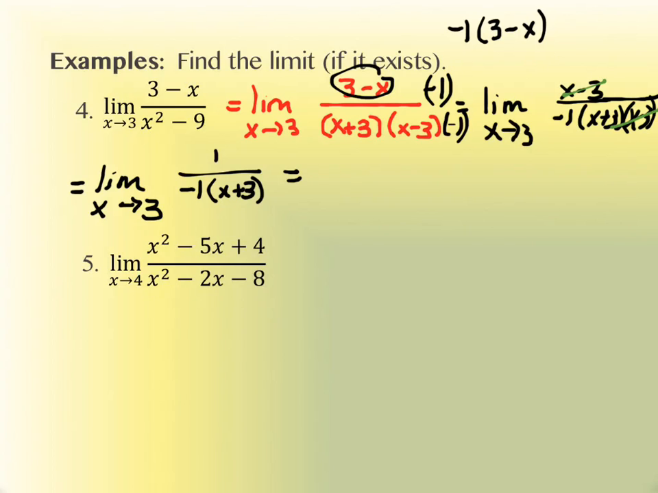So at this point, can I put 3 in for x? Yeah, I'm not going to get a 0 in the denominator anymore, am I? No. So I can actually plug in the 0 in place of x. This is -3 plus 3. What is this limit? -1/6.